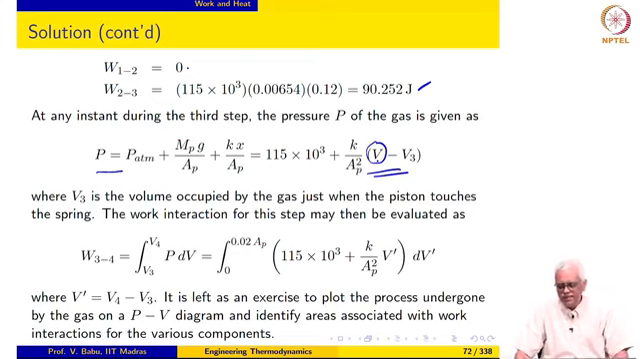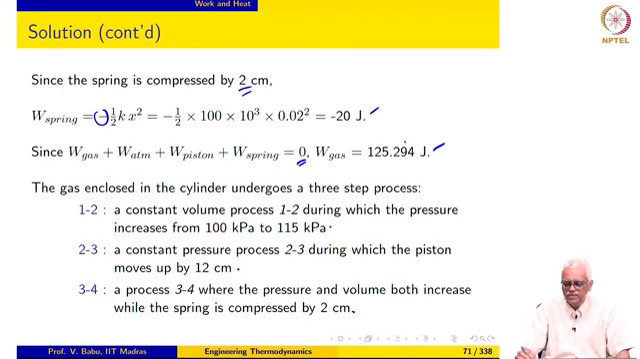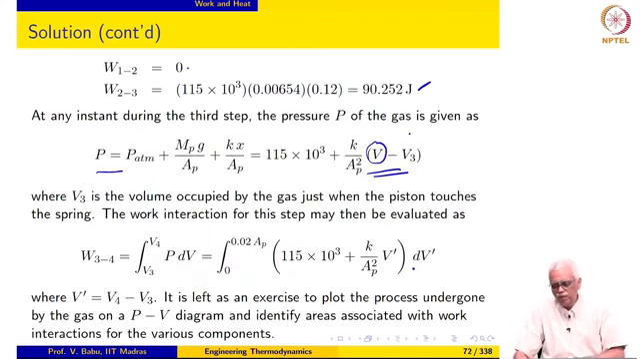So, we can now integrate this and then if you go through with the algebra, you should be able to show that this is equal to 125.294 joules. Okay. So, based on the information given, it is also left as an exercise to you to work out this value and also sketch the process on a PV diagram and shade the different areas indicating the work interaction for the different components, the piston and the atmosphere, spring and so on.